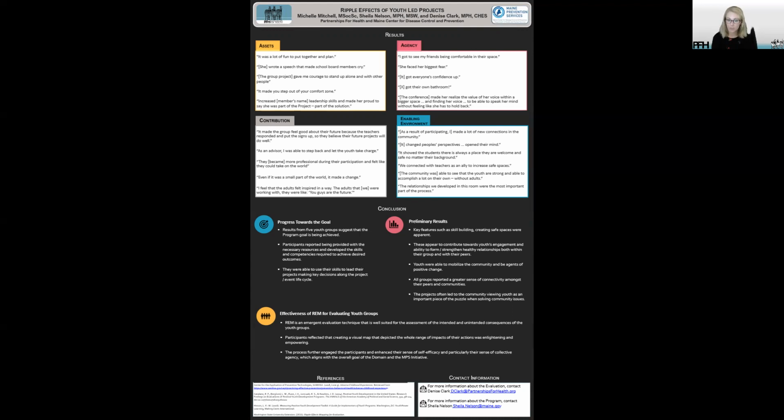In terms of the evaluation, it showed that REM is an emergent evaluation technique that is well suited for the assessment of the intended and unintended consequences of the youth groups. Participants reflected that creating a visual map that depicted the whole range of impacts of their actions was enlightening and empowering. The process further engaged the participants, and it enhanced their sense of self-efficacy and particularly their sense of collective agency, which aligns well with the overall goal of the domain and the MPS initiative overall.